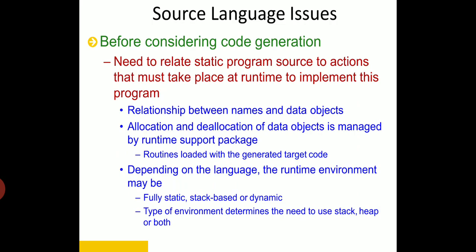When the storage is allocated for the variables, there should be a relationship between the variable names and data objects. When the variables get allocated storage, they become data objects. And this allocation and deallocation of the data objects will be dealt with by the runtime support package in many programming languages. Depending on the language, there will be different types of runtime environment.